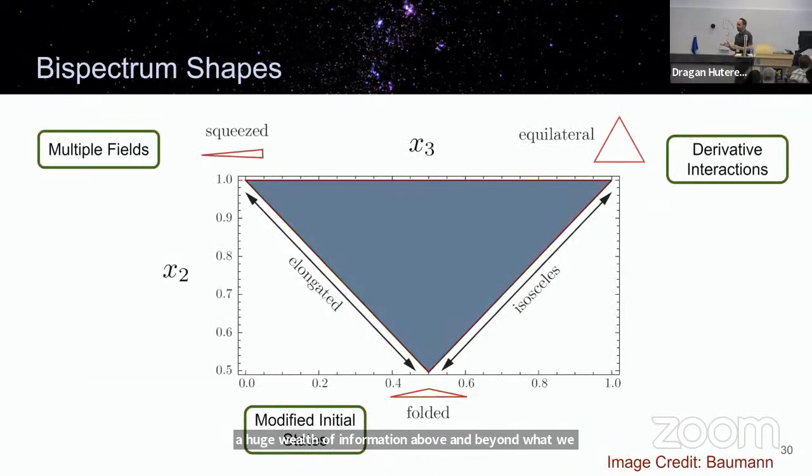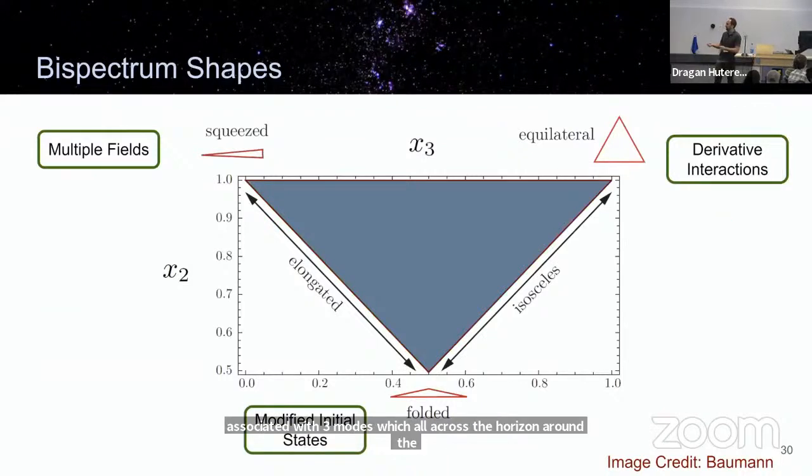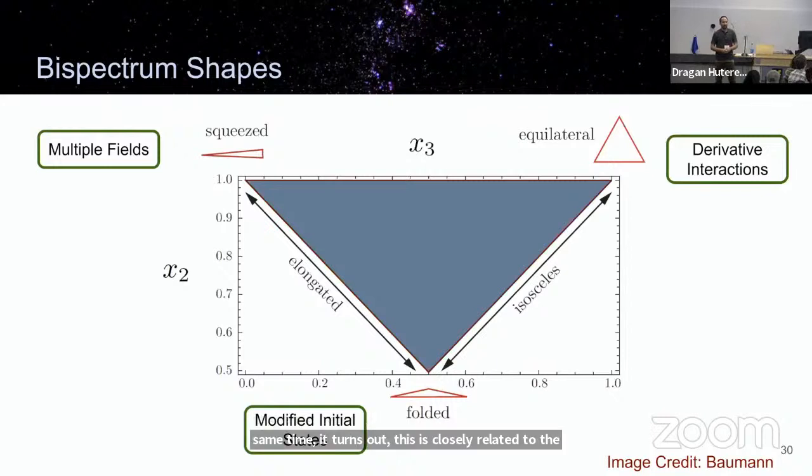And focusing specifically on the bispectrum, there are 3 different regimes where this bispectrum tells us something really characteristic about inflation. There's the equilateral shape, which is associated with 3 modes which all cross the horizon around the same time. It turns out this is closely related to the interactions of the fields that drove inflation. So in particular, derivative interactions or a non-trivial speed of sound during inflation can result in equilateral type non-Gaussianity.